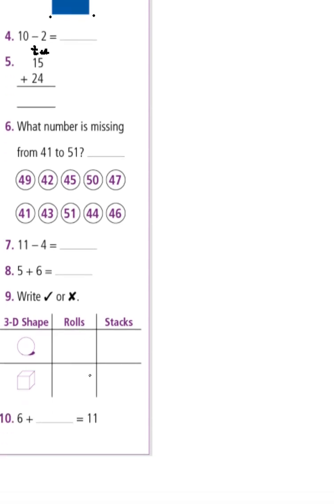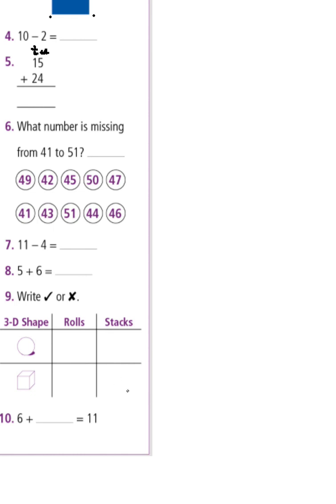Number 9. Write a tick if it's true or an X if it's false. So we've got 2 3D shapes. We've got a sphere and we've got a cube. Does a sphere roll? Put a tick if it does or an X if it doesn't. Does a sphere stack? Could you stack them on top of each other and make a tower of spheres? A tick for true and an X for false. How about a cube? Does it roll? So tick or X. And can you stack cubes? Can you make a tower out of them?